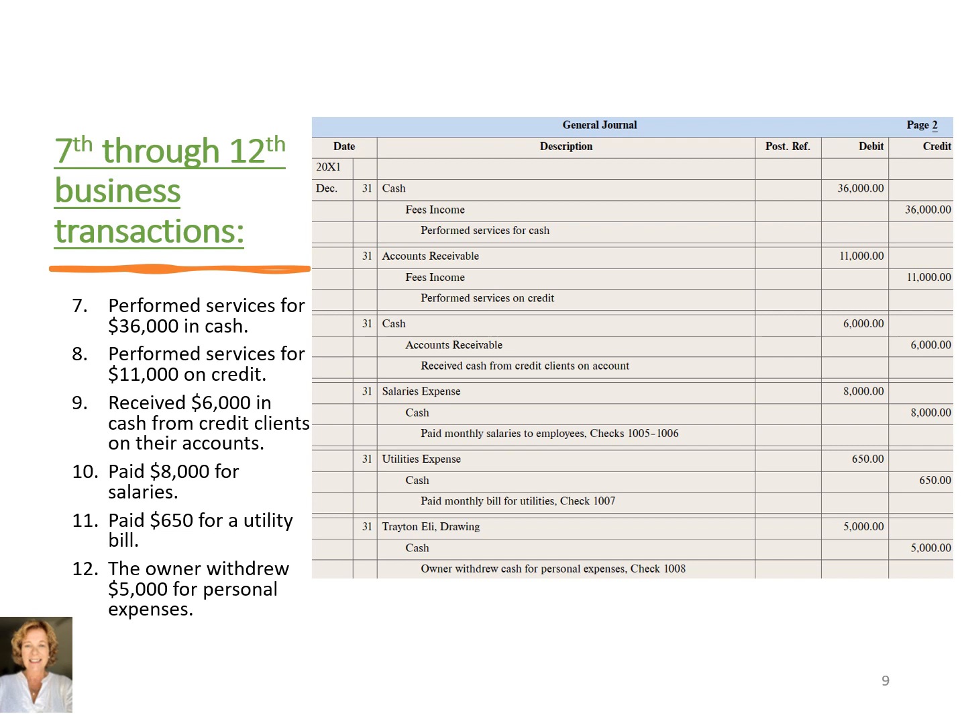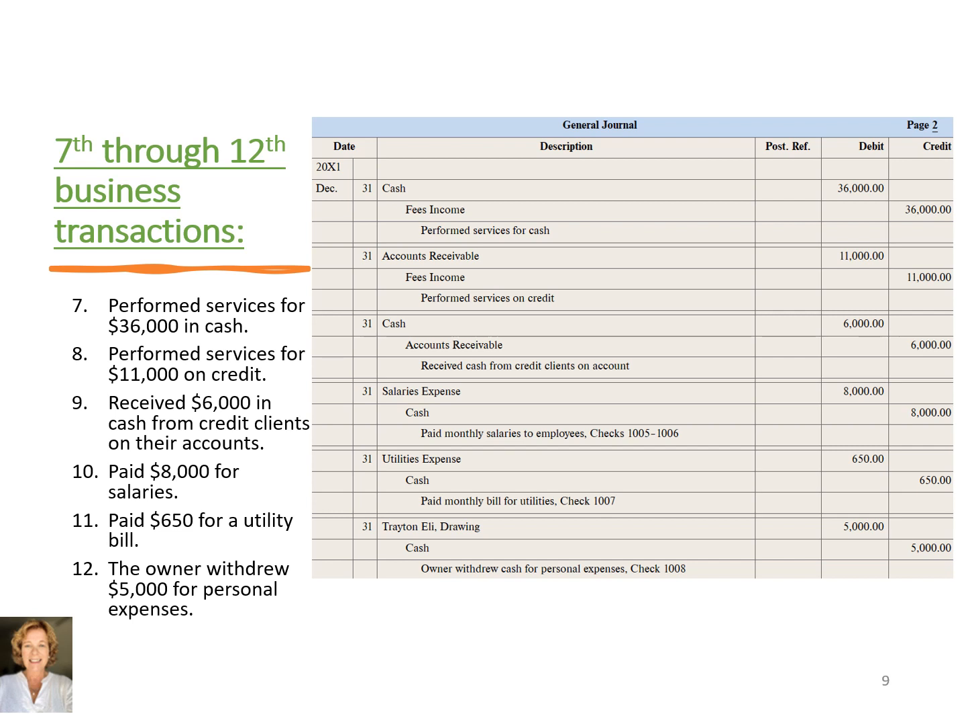For the 8th transaction, Eli's Consulting performed services for $11,000 on credit, which means that we need to increase accounts receivable, which we do with a debit of $11,000. Our fees income also increased and revenue increases with credits. Therefore, we'll record a credit to fees income of $11,000.